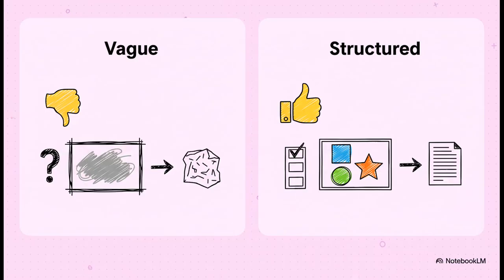It says it all. On the left, you ask a vague question, you get a totally useless answer. A person and some objects. I mean, thanks for nothing, right? But on the right, with a smart, structured prompt, that same AI gives us this rich, detailed, and actually useful breakdown. This is the difference we're going to unlock today.